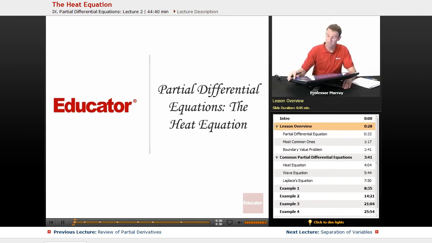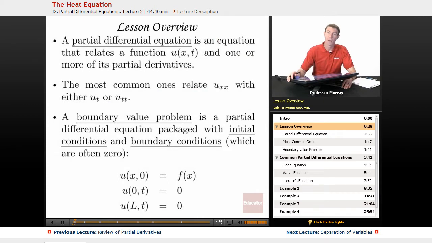So let's get started. Remember, a partial differential equation is an equation that relates a function of two variables, which we're going to call u of x and t. x and t are the variables, and u is the function. And so a partial differential equation relates u with one or more of its partial derivatives.